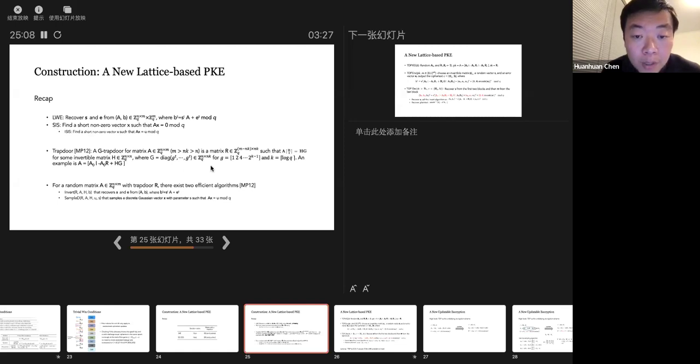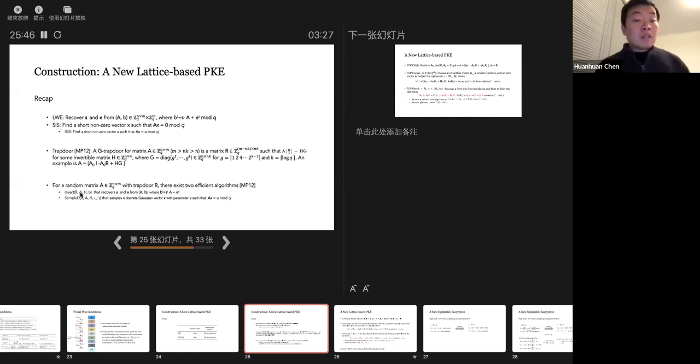A trapdoor means that for a random matrix A, there exists a matrix R such that A R I equals an invertible matrix G multiplied by the matrix H multiplied by G. G is a gadget matrix. With the trapdoor, there is an efficient algorithm Invert to invert the LWE algorithm, and also an efficient sampling algorithm to solve the SIS problems.